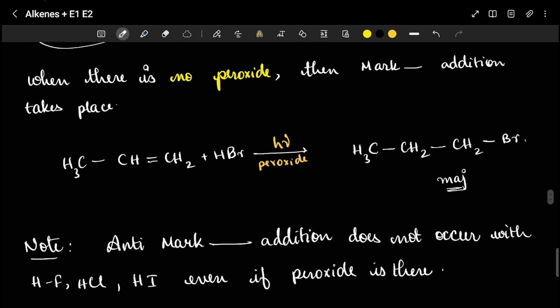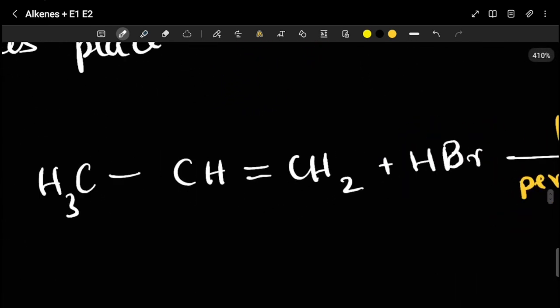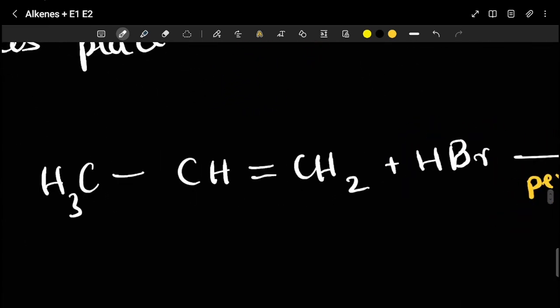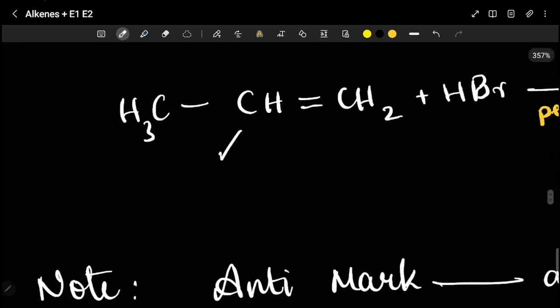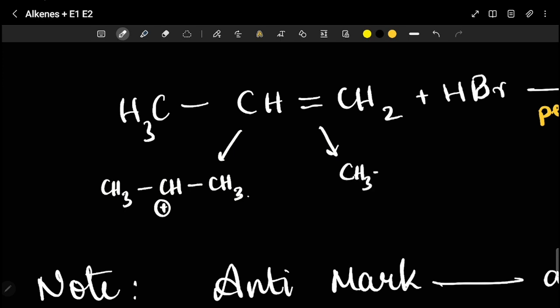Okay, simple. Now, as we saw the anti-Markovnikov rule, what would happen? First, what are the two cases? The two cases are, first, you have CH3, CH, positive charge, hydrogen went and attacked here. This will be a positive charge. And the other case would be like this: CH2 and then CH2 plus. These are the two cases.